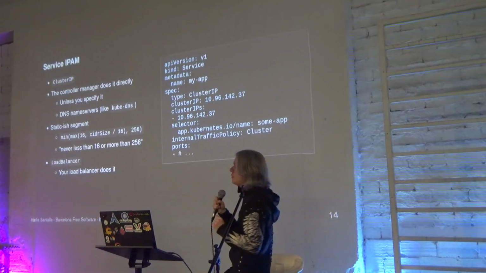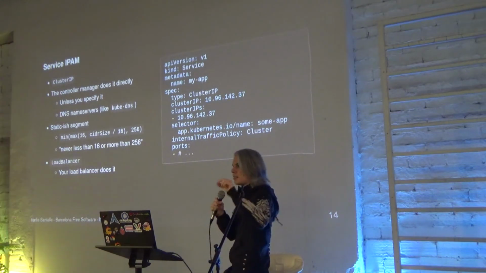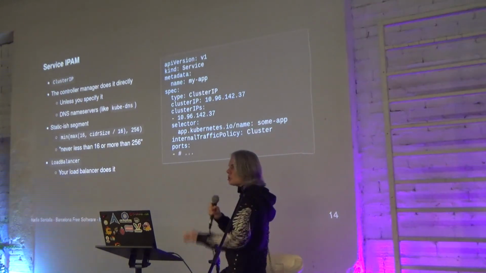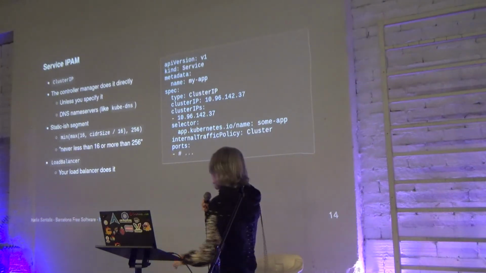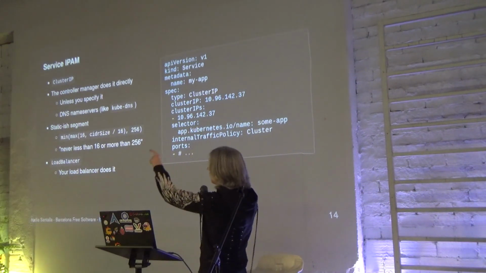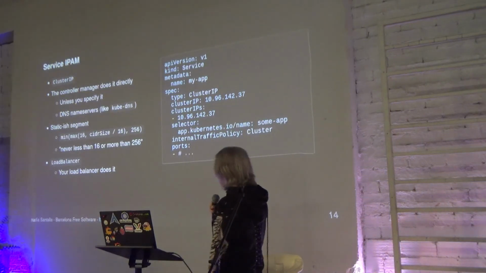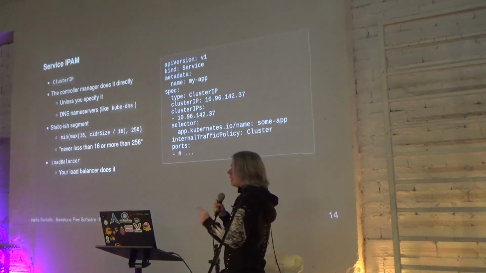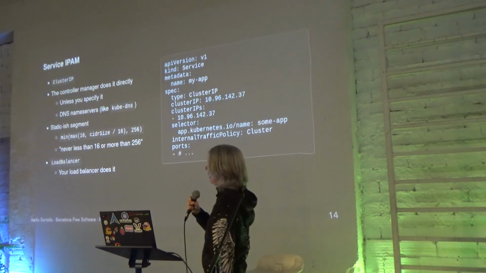This can be useful in some cases. For example, if you really don't want to use DNS and you want this particular service to have an IP address that is known, static and global for the cluster, then you should definitely pick one from the first 16 to the first 256 addresses, because these are the ones that are guaranteed the controller manager will not take from you, unless it's really, really necessary.